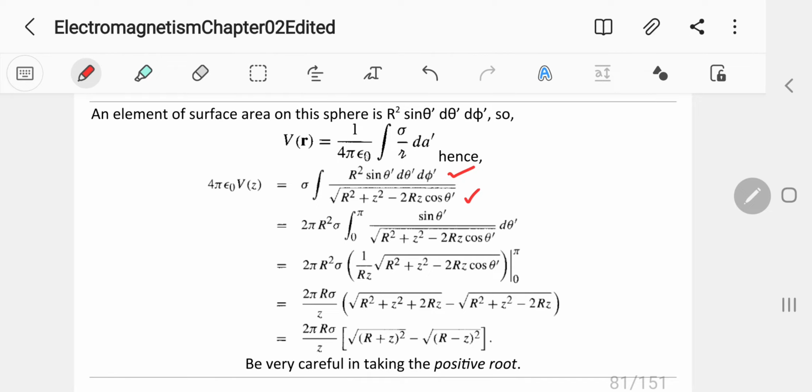You can pull out 4 pi epsilon sub 0 and transfer it to the other side, and then you will have only this one. The integral of concern is only with respect to theta prime, because the d phi prime integral would just be 2 pi for the whole sphere. And then when you integrate that, you will have this one here.